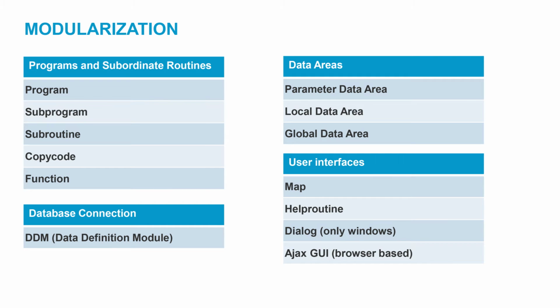This is a full list of all object types in Natural. We'll look at more of them in later units.